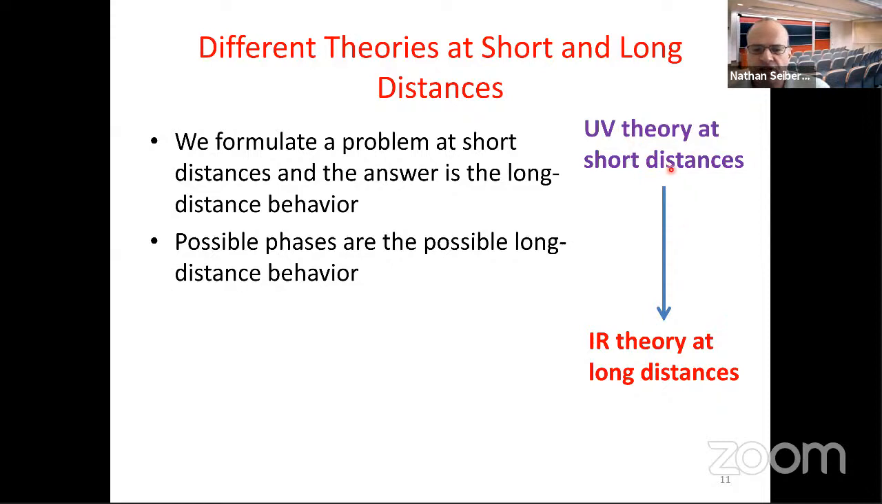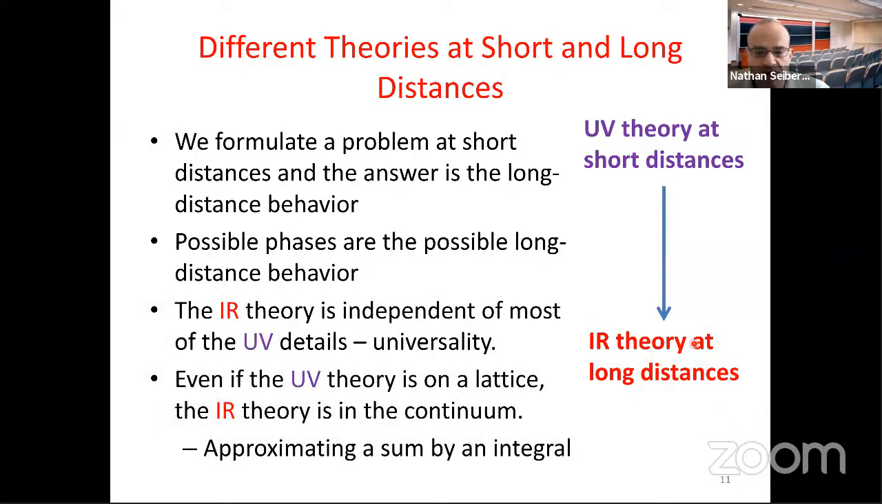Many of the details of what happens at short distances are not important to understand what happens at long distances. The behavior of the system at long distances is independent of many of the details of the short distance theory, and this is known as universality. This is the simplification that I talked about earlier. At long distances, we have an effective theory where most of the details of the underlying structure are not important.